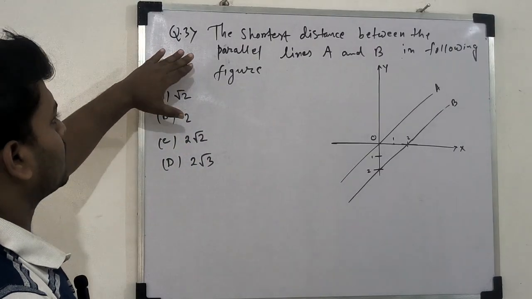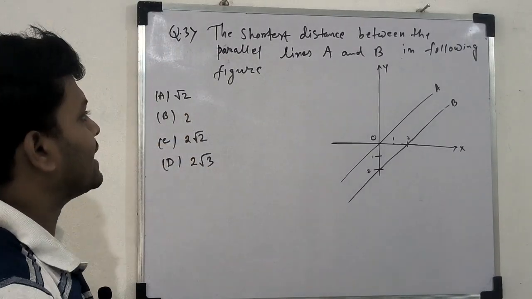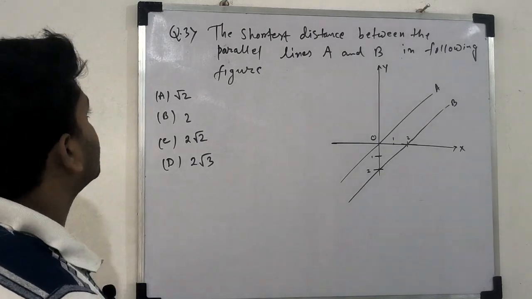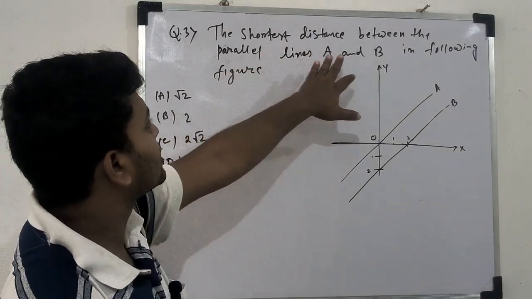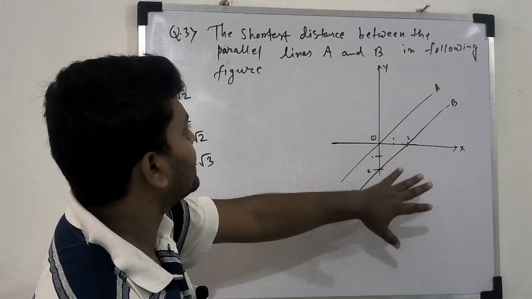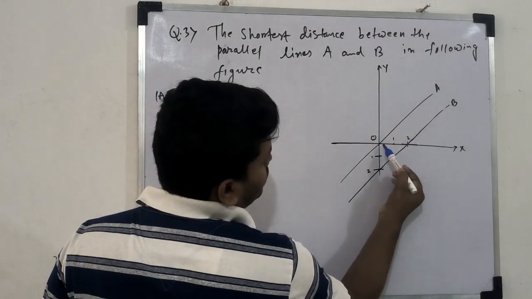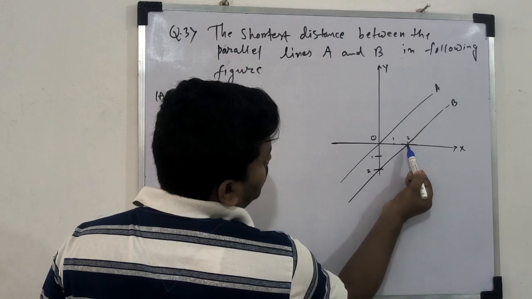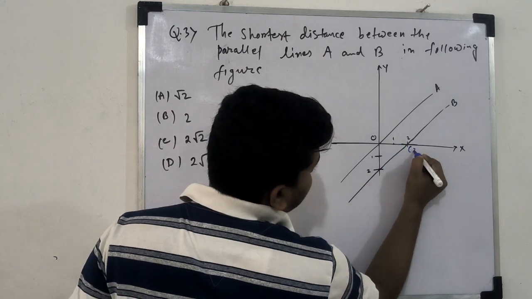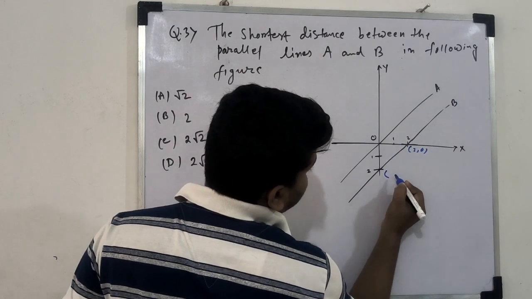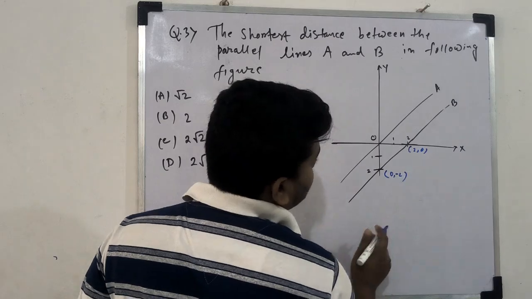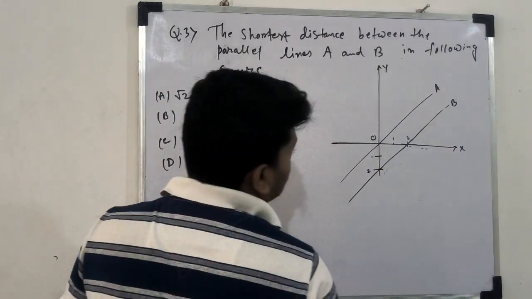So this is another question from General Aptitude of NET November 2020. We have to find the shortest distance between the parallel lines A and B in the following figure. So here are lines A and B, this is the origin, and this point is 2 comma 0 and this is 0 comma minus 2.